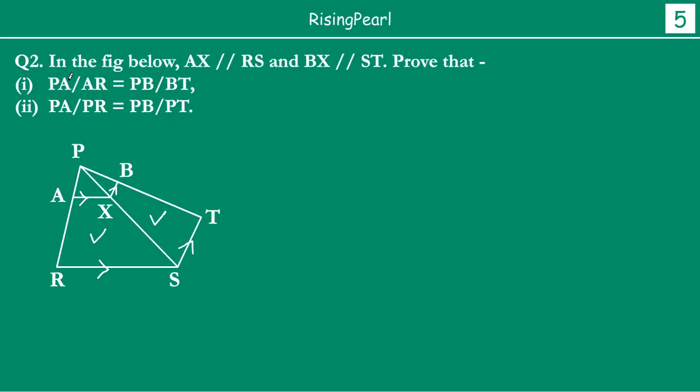Now there are two parts to this question number 2. The first part is to prove that the ratio PA by AR is equal to PB by BT. So how can we do it? Again, the way we did it in the last question, we are going to first figure out what is given. We have these two lines parallel, which is given. So if I look at triangle PRS, in triangle PRS, you have AX parallel to RS.